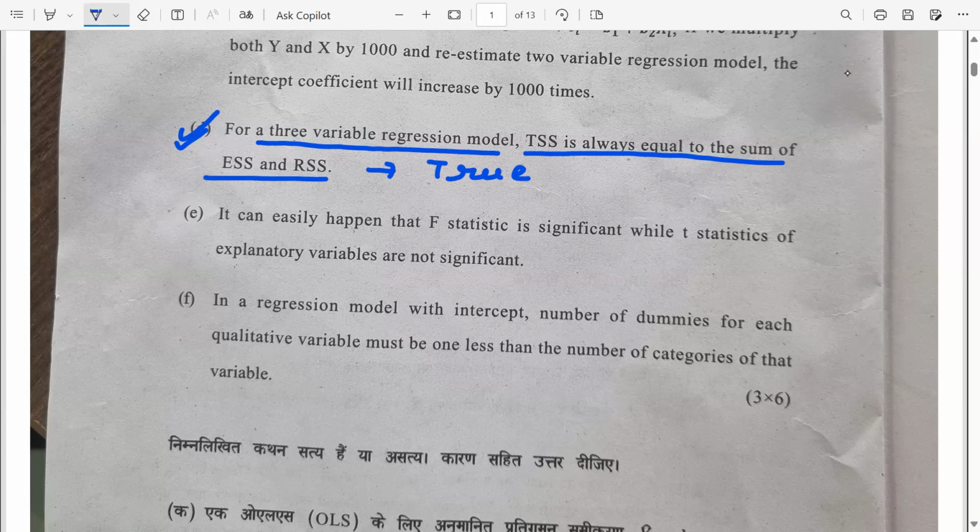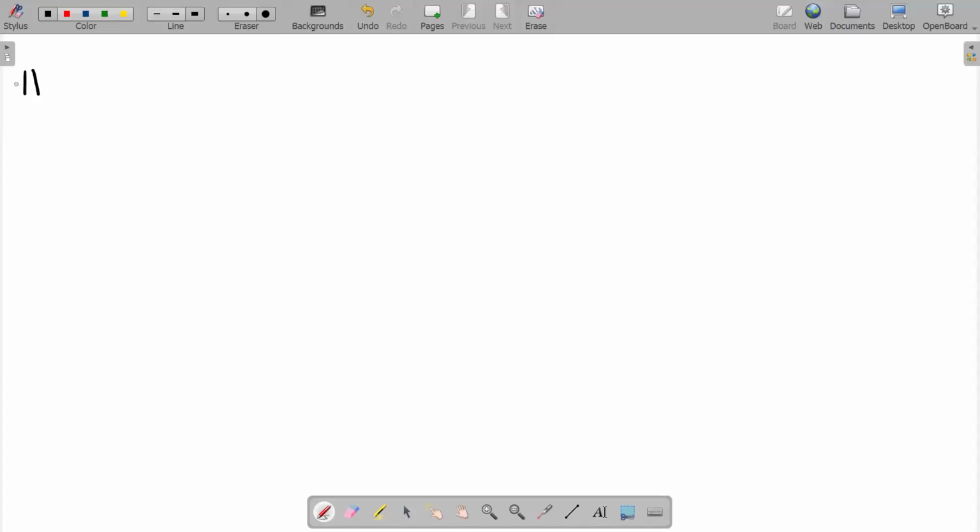For those who have subscribed to my complete course for Economics Honors Semester 4, Econometrics, you will see that in my lectures on multiple regression, I have done all the necessary proofs, where one of the proofs I had done was to show how the total sum of squares is equal to the explained sum of squares plus the residual sum of squares for a three variable regression model. Okay, so I'm quickly coming to the whiteboard just to do the proof and revise this with all students again.